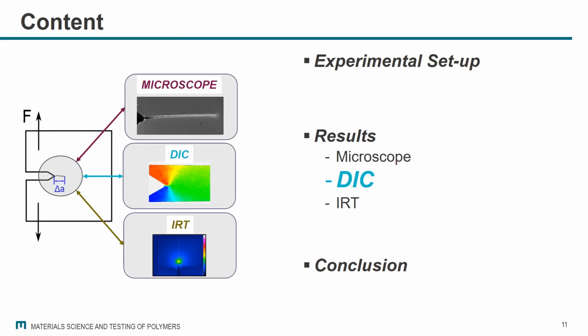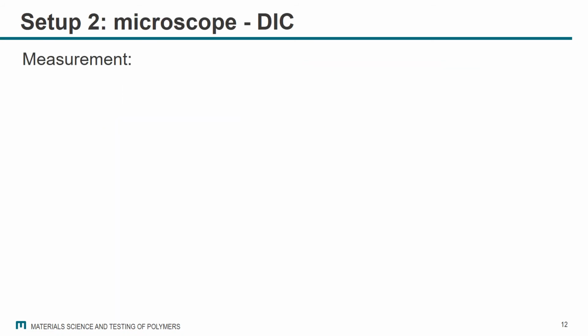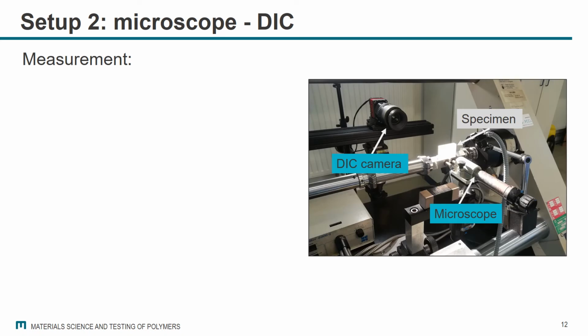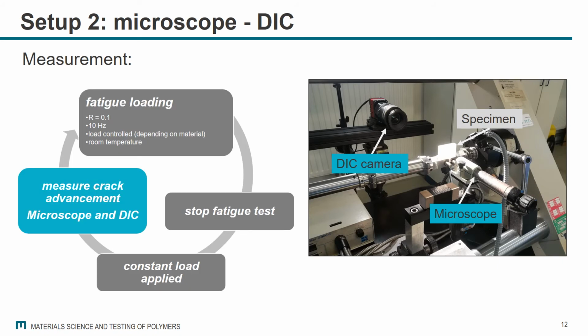Now we move to the second test setup, the digital image correlation, the microscope versus DIC. Here you can see the testing setup, a DIC camera on the one side and a microscope on the other, and in the middle the specimen. Concerning the detailed testing procedure, we start with a fatigue loading, then stop the fatigue test, apply a constant load, and then we measure the crack advancement on the one side with the microscope and on the other side with the DIC.